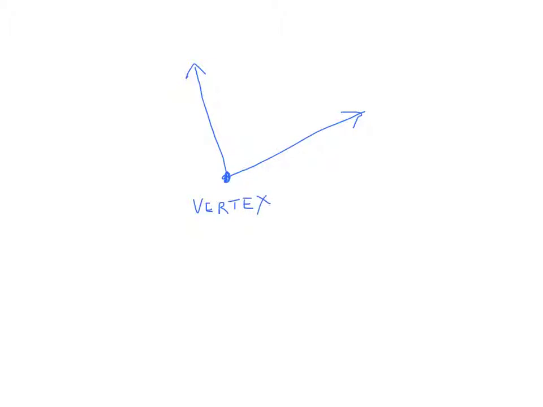Vertex. This is why I type everything out. And these are called sides. Right here is the interior. And on the outside, here's the exterior.